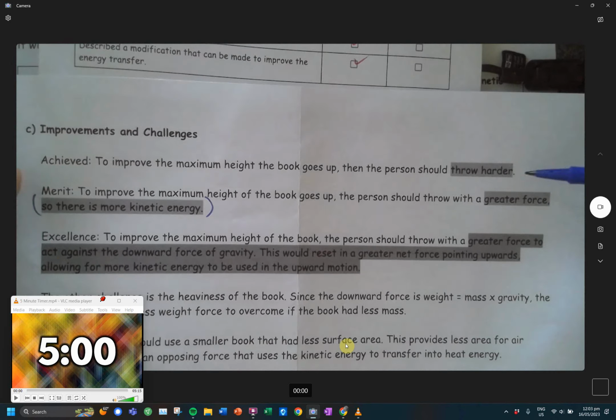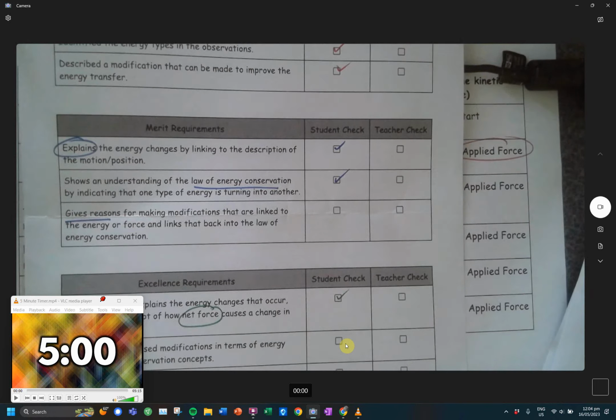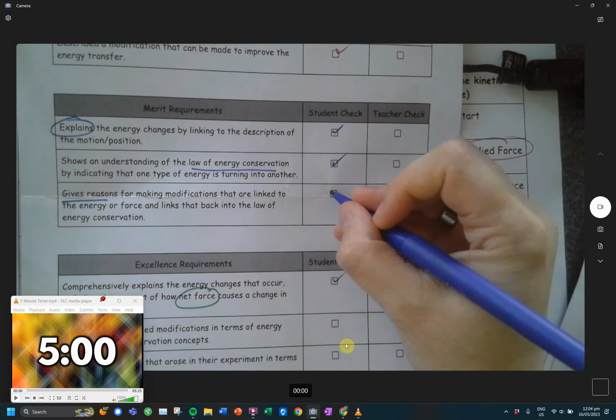So that's the achieved answer. To get this answer up to the merit level, you're giving me the reason why. A very good linking word is the word so. So there is more kinetic energy. I gave you that piece of paper. We okay with that? All right. So that would be what you need for the merit.